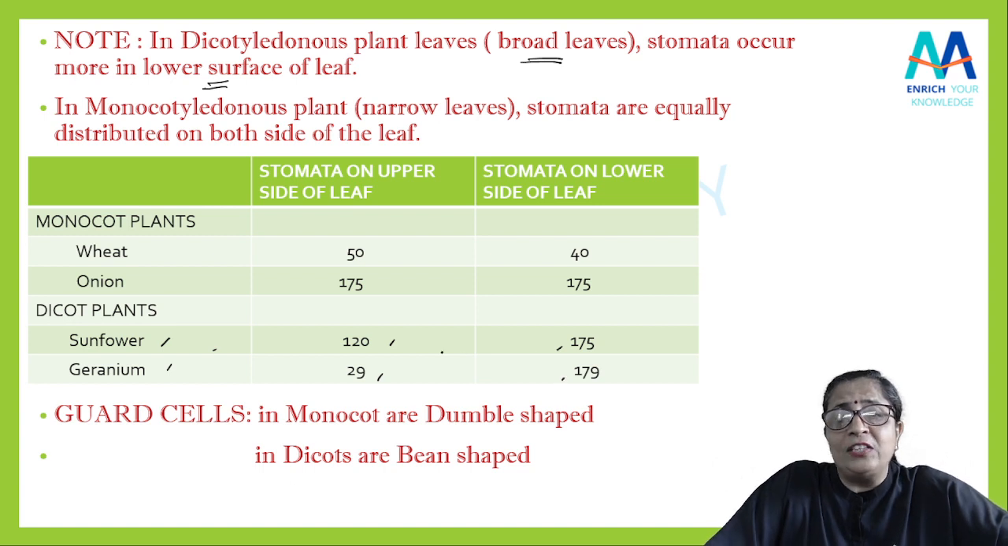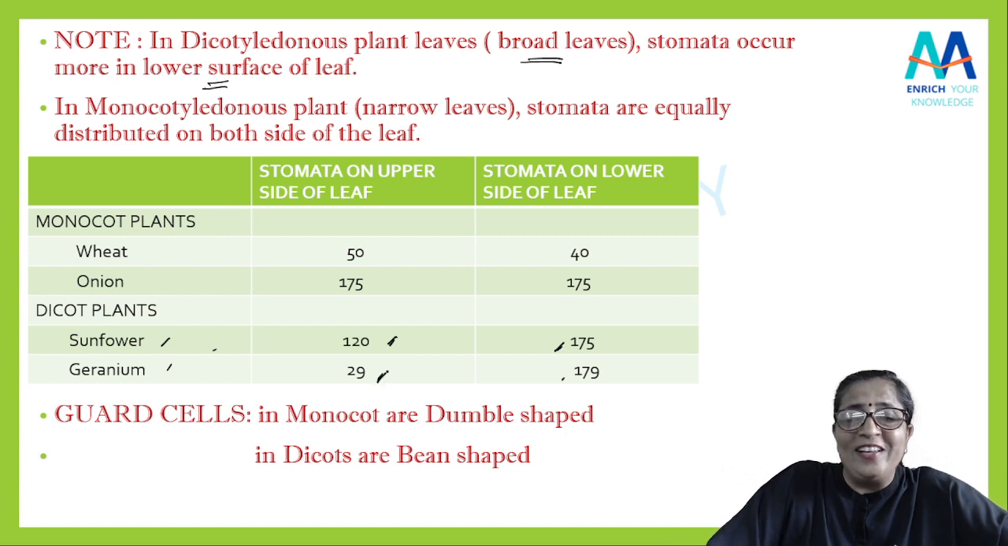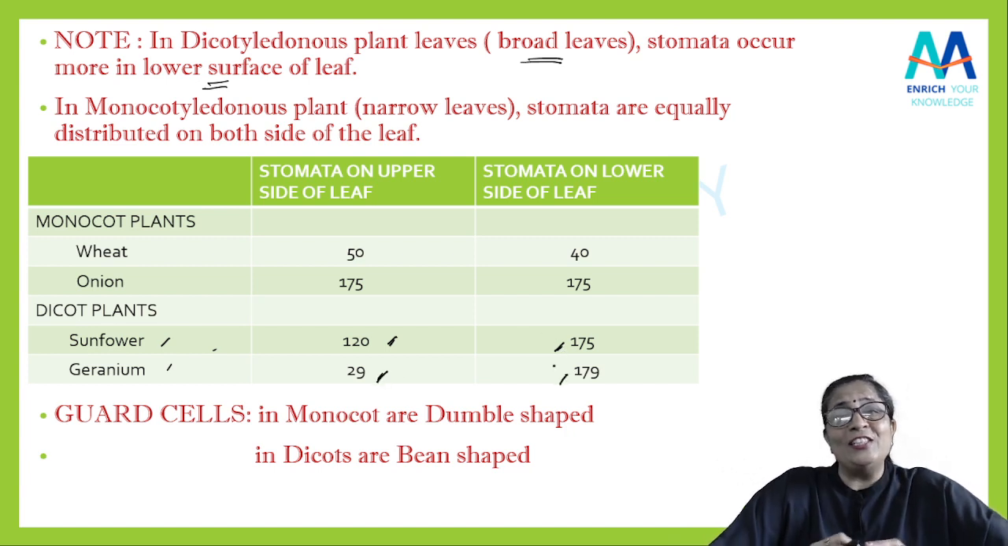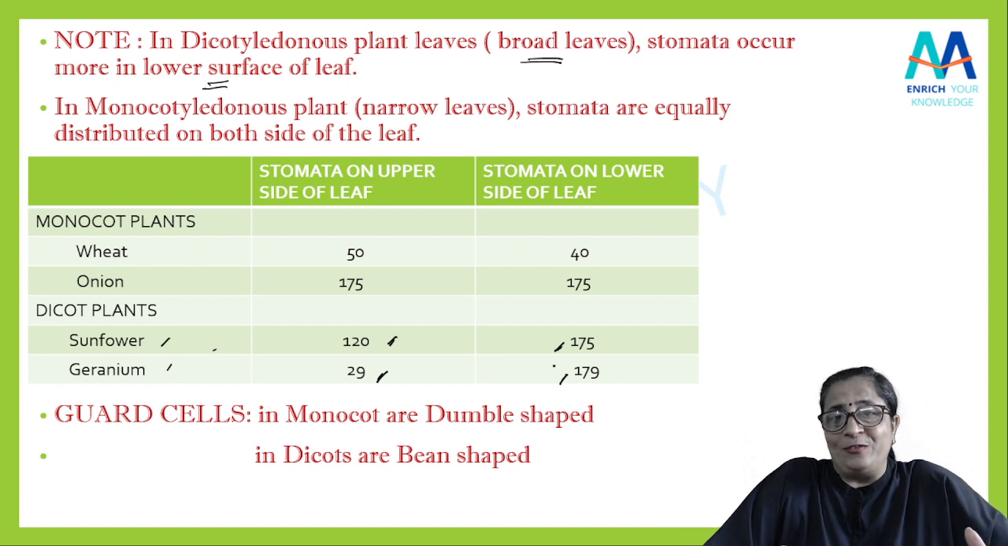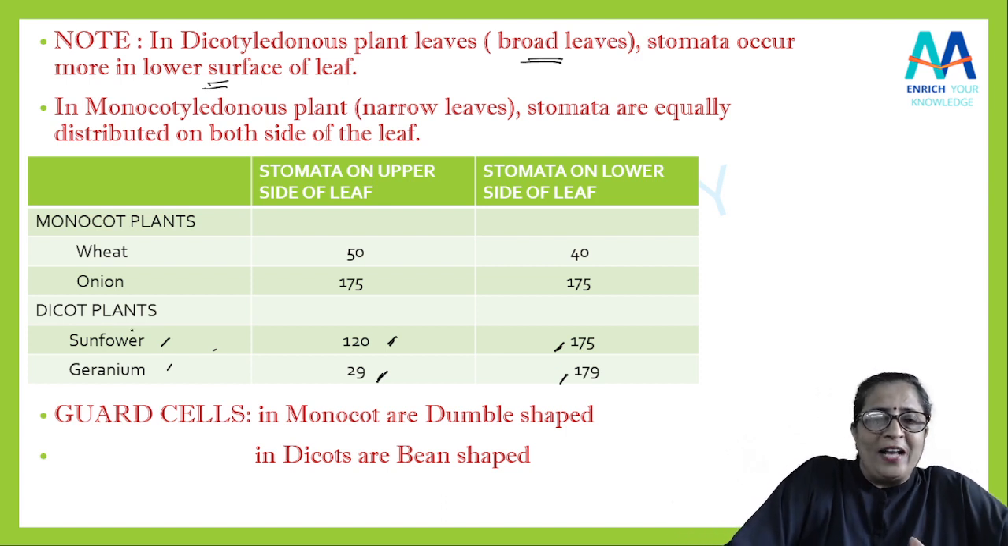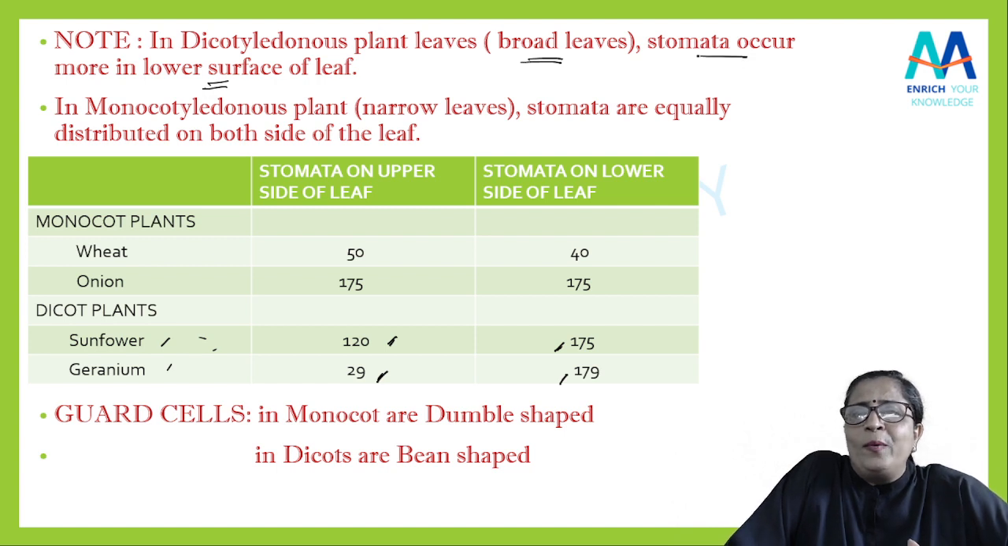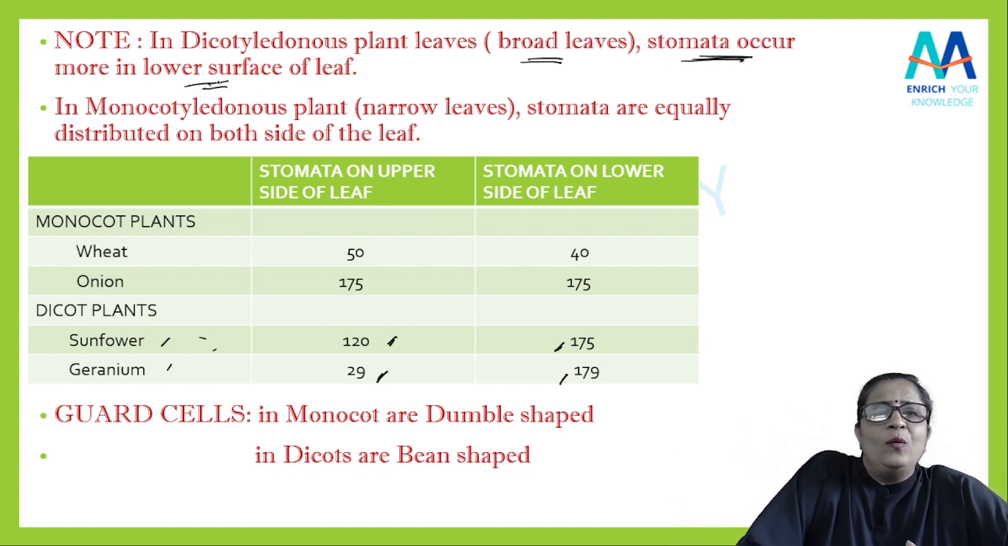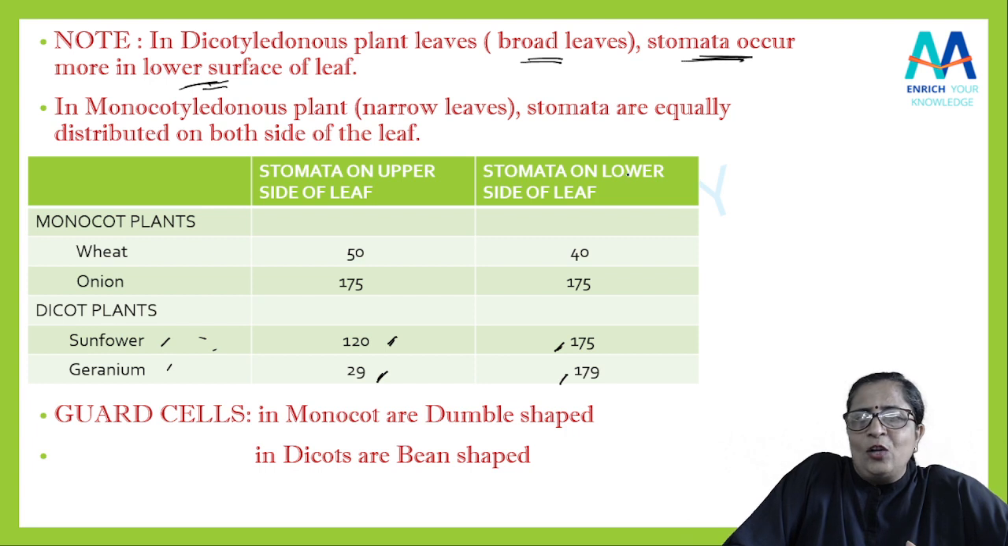So is it a difference? You can say, sorry, 120 and 175, it is definitely a difference, and 29 and 179 is again a very vast difference there. So for dicotyledonous plants, where are the stomata more present? They are present on the lower surface. So this is the lower part.